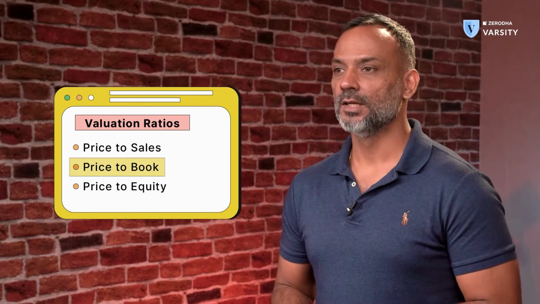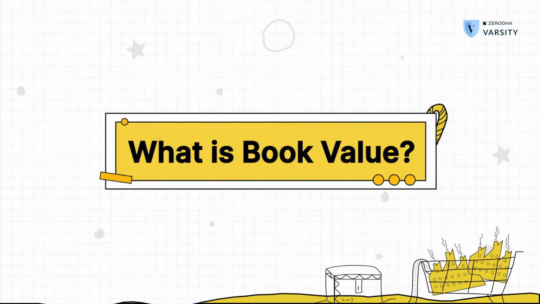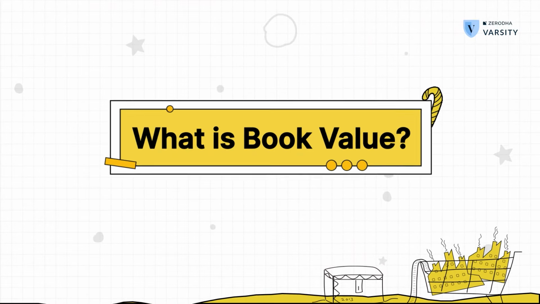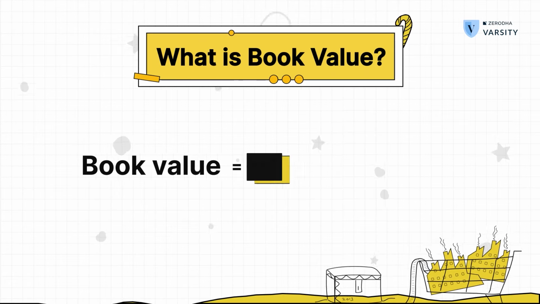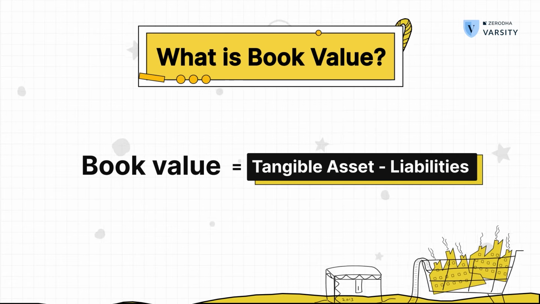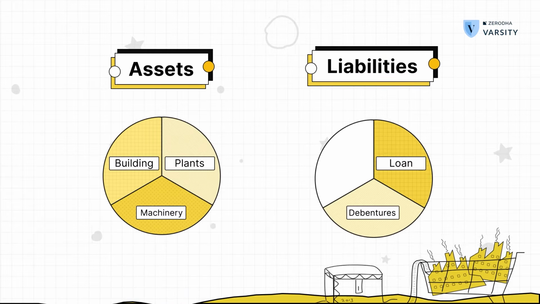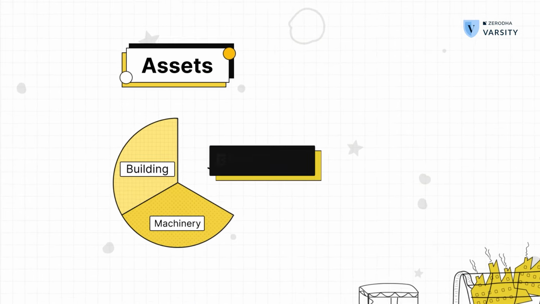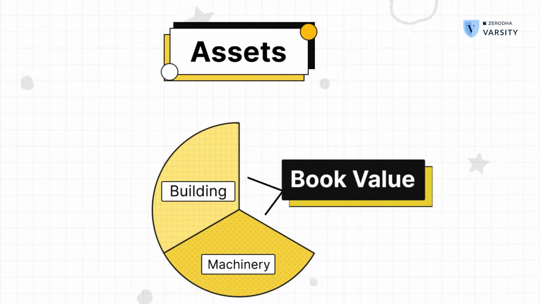Let's move ahead and understand the next valuation ratio, that is the price to book value. Now, before we dig deeper into this, we need to understand what the book value of a firm is. The book value of a firm is simply the amount of money left on the table after the company pays off all its obligations. You ask yourself the question, what is the minimum value the company receives upon liquidation?